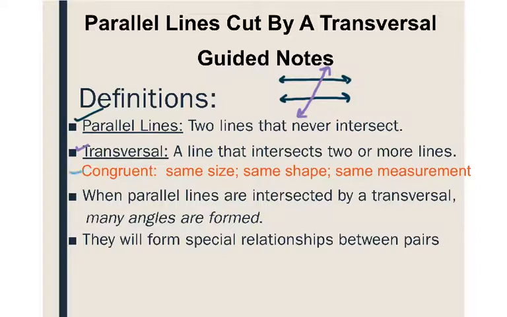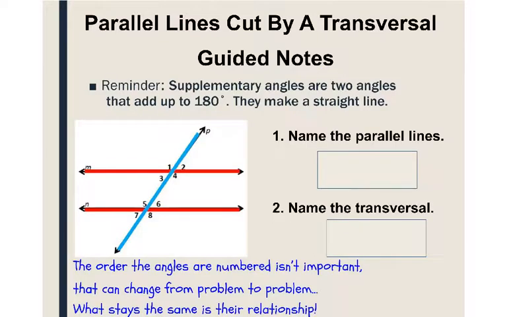Congruent: same size, same shape, and same measurement. So if one angle is 20 and it's congruent to another angle, then that other angle has to be 20 degrees. What's cool about this lesson is that parallel lines form many angles, and the relationships you see with these angles are really neat. At least I think they are. It's because I'm a math nerd.